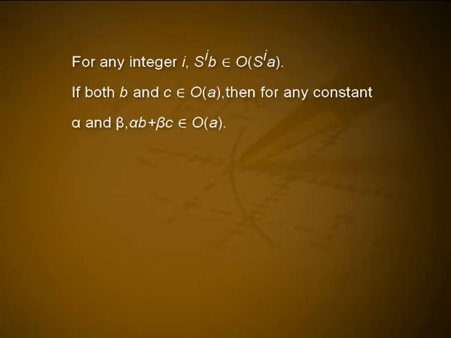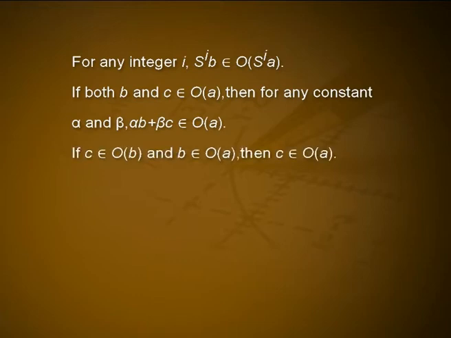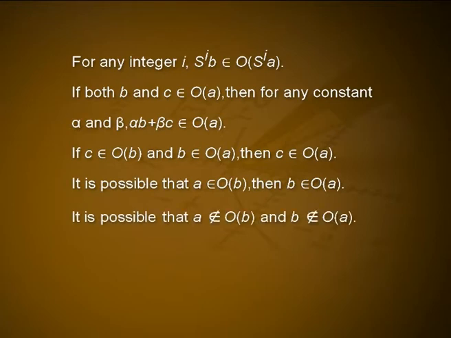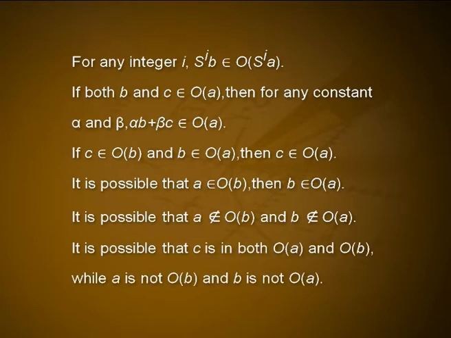If both b and c belong to O(a), then for any constants alpha and beta, alpha b + beta c belongs to O(a). If c belongs to O(b) and b belongs to O(a), then c belongs to O(a). It is possible that a belongs to O(b), then b belongs to O(a). It is also possible that a is not an element of O(b) and b is not an element of O(a). It is possible that c is in both O(a) and O(b), while a is not in O(b) and b is not in O(a).